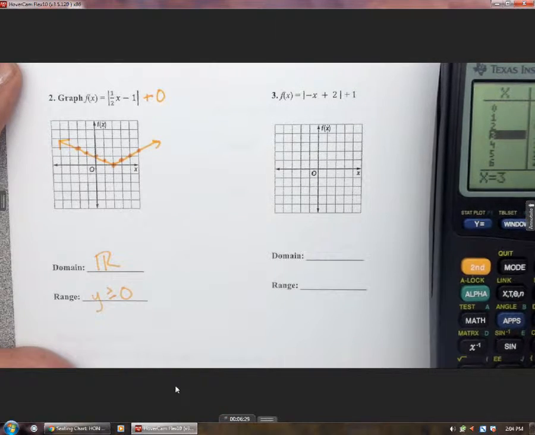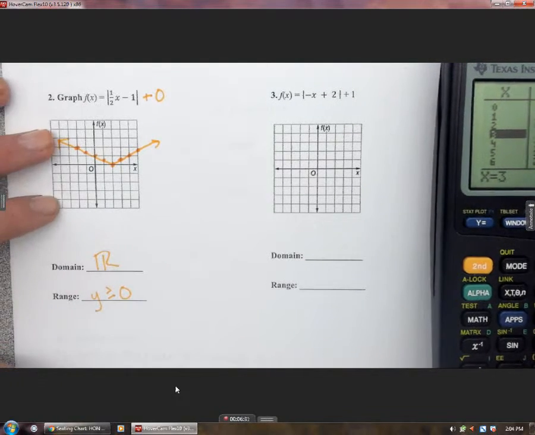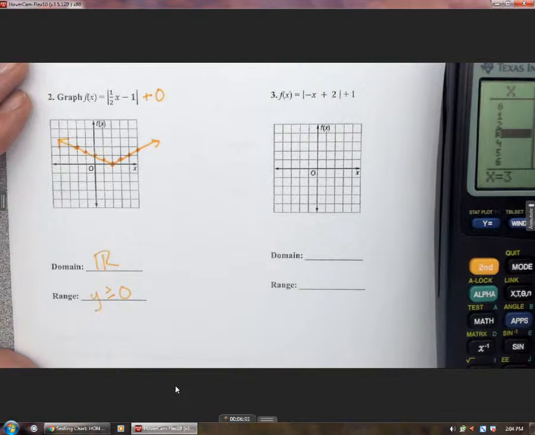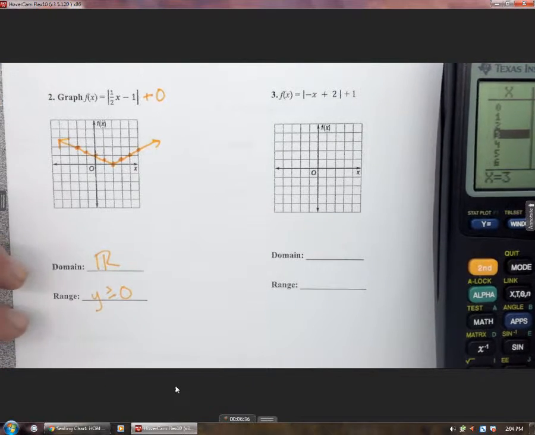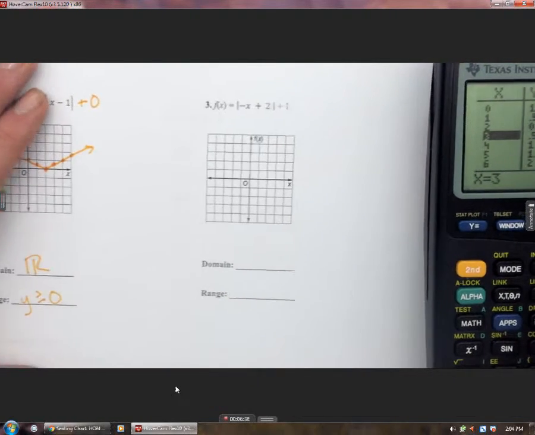That's pretty much it. On your test, you'll have one just like this where it just wants you to graph it. I don't think I even ask you domain and range. On this part of the test, you have multiple choice ones that look like that, though.